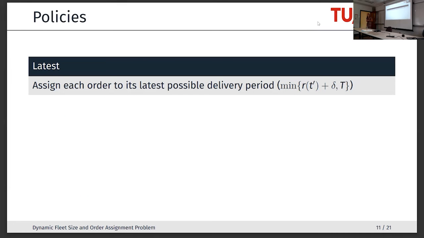The latest policy is rather straightforward. An order is incoming, and we just assign it to its latest possible period, which is capped off by the final day in the planning horizon, because we can only make decisions for the planning horizon.